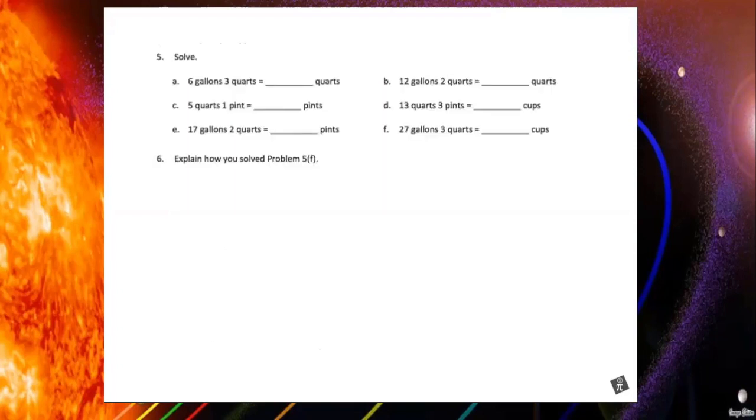So using those conversion tables, now we're basically just going to solve these problems. So, let's say we do, let's do C.